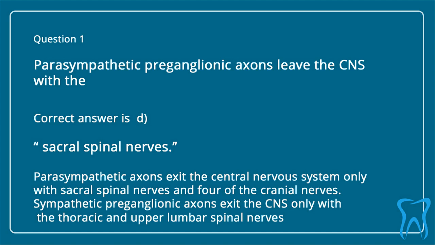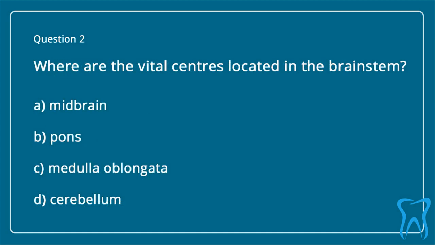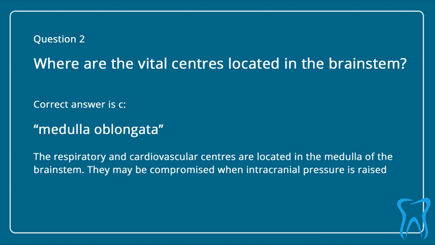Question 2. Where are the vital centers located in the brainstem? A. Midbrain, B. Pons, C. Medulla oblongata, D. Cerebellum. Correct answer is C. Medulla oblongata. The respiratory and cardiovascular centers are located in the medulla of the brainstem. They may be compromised when intracranial pressure is raised.